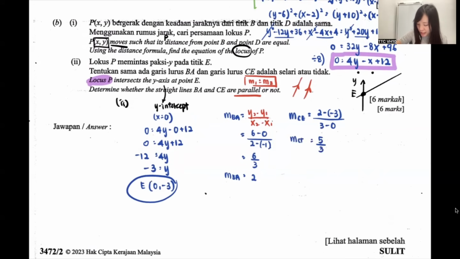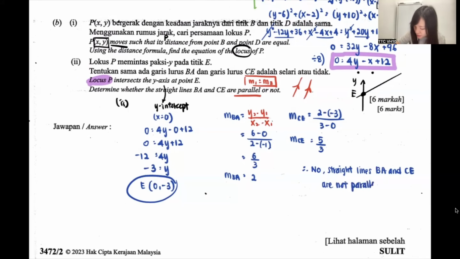Okay, guys, I already know the answer. The answer is no, they are not a straight line. No need to answer lah, no need to say why because they never ask you to state the reason. But you must state the sentence: so straight lines BA and CE are not parallel.